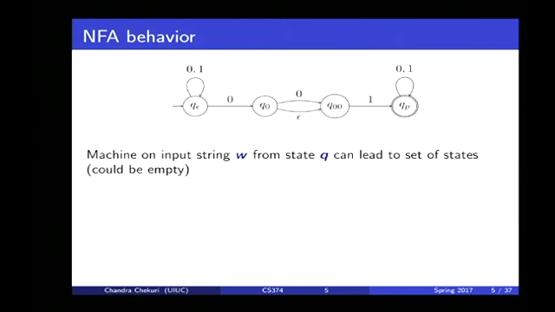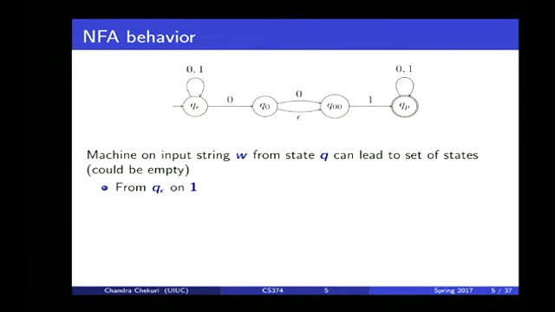So the meaning of the machine is that if I give an input string W, it can do many things. What does it mean that it can do many things? It can go to many possible states on seeing some input. So that's what we need to understand. Let's do it slowly.